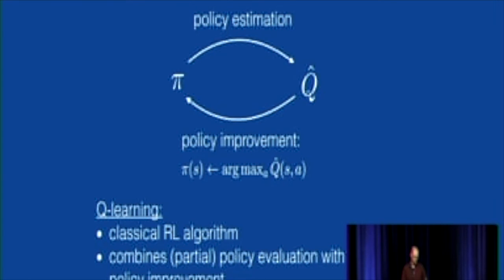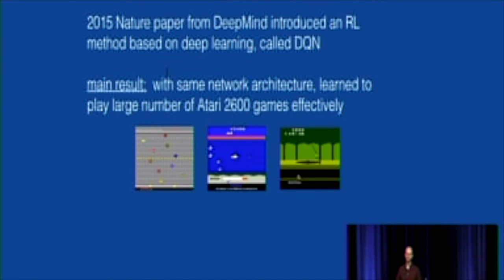So now on to deep reinforcement learning. So what is deep reinforcement learning? Well, it's nothing really that special. It's just reinforcement learning where you use deep learning to estimate the Q values. It became very popular since 2015 when DeepMind came out with a Nature paper on a method called DQN. And the main result of that was that with the same network architecture, they learned to play a large number of Atari 2600 games at above human level.